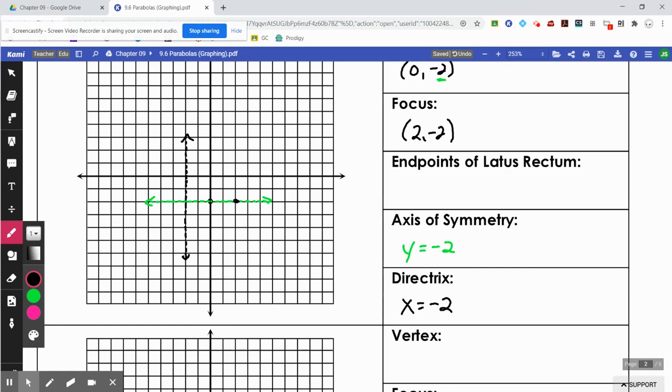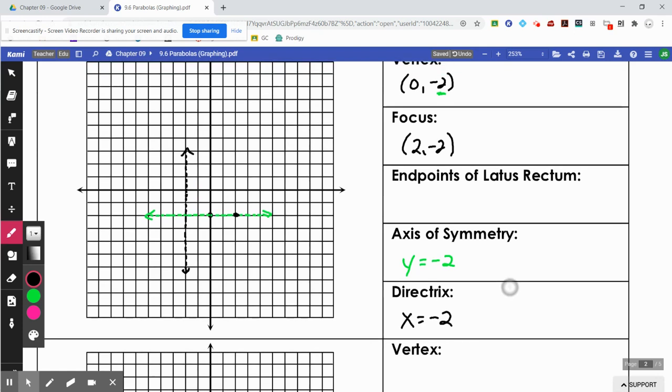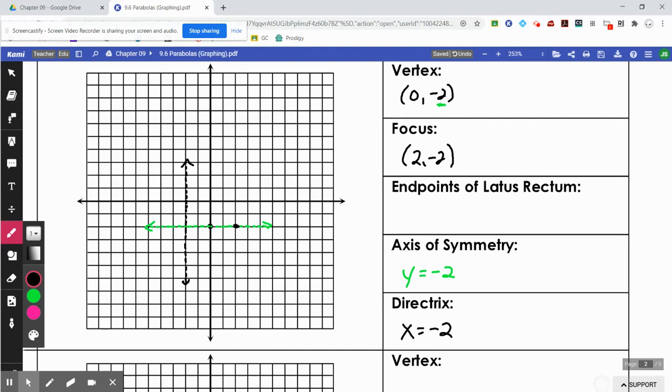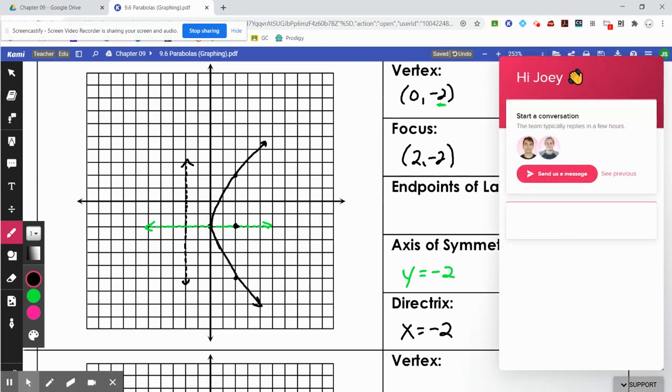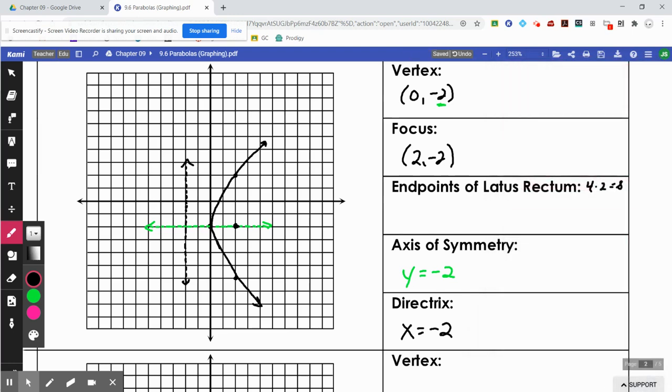The last thing we're going to do is find the endpoints of the latus rectum. The latus rectum is going to have a length of 4p, so that's going to be 4 times 2. It's going to have a length of 8. So from our focus, the whole length is 8, so we're going to go 4 on one side, and we're going to go 1, 2, 3, 4 on the other side, and that's going to be 2 points on our parabola. And that just goes to show us that our parabola is going to be really wide in this case. The bigger that p-value is, the wider this parabola is. So an extremely wide parabola.